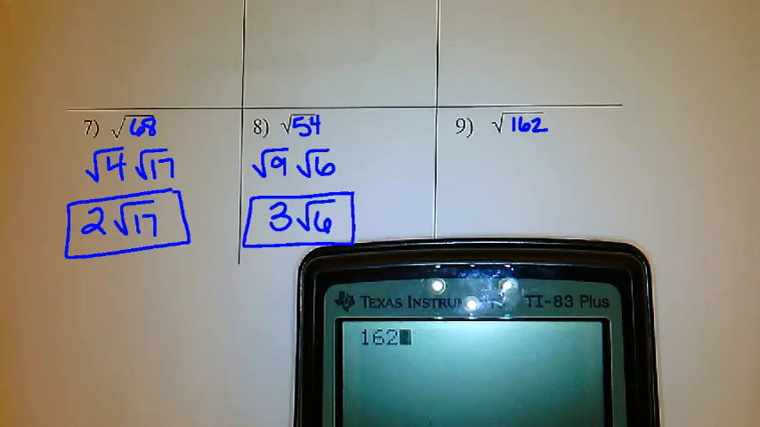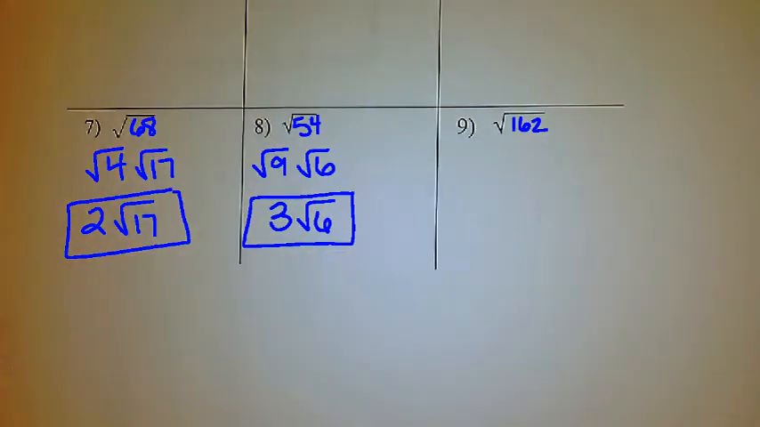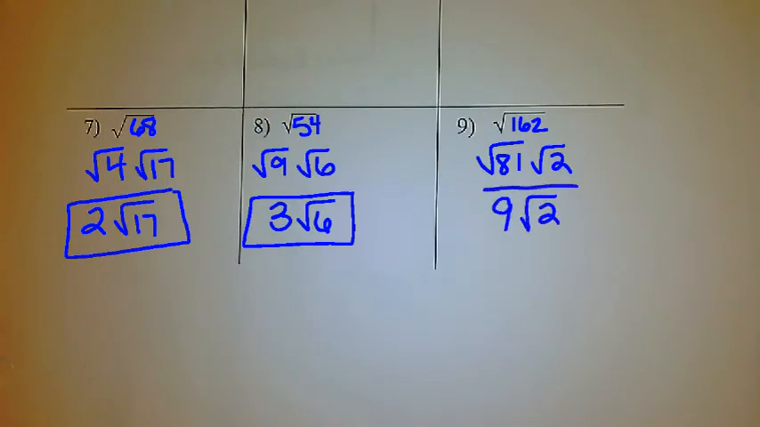And again, once you get better at this, you don't have to look anymore, and you can just find the right one. All right, so 81 it is. So 81 and 2 is what we separate this into. 81, not 18. So 81 times 2, so we separate it, perfect square in front, and the leftover radical goes at the end.